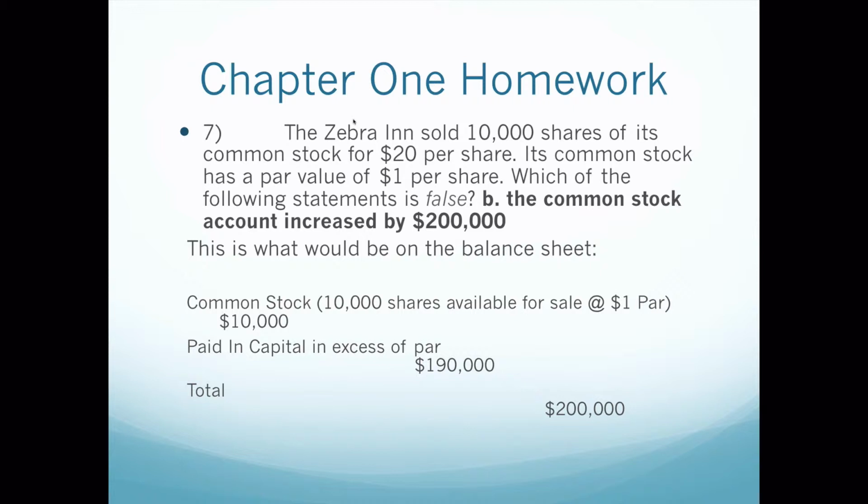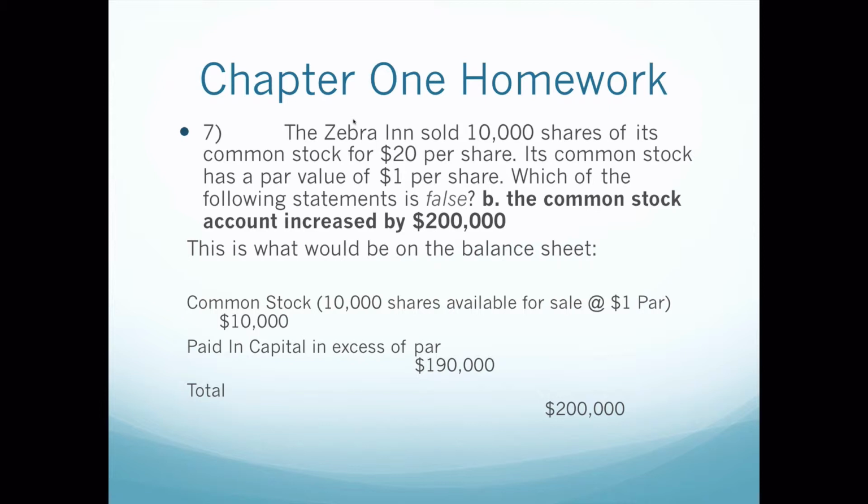This common stock has a par value of $1 per share, which of the following statements is false. If you look down, what I did is, well, it doesn't look great. It looked great when I did it, but we're going to have 3 lines on common stock. The first line is going to tell us how many shares. I should say we have 3 lines on the balance sheet. So the first line is going to tell us how many shares we sold.